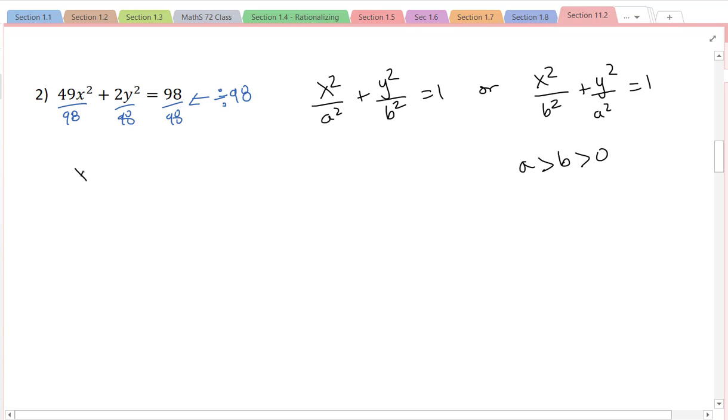So I'm going to have x squared over 49, since 98 and 49 reduces to 2, plus y squared over 2, and 98 reduces to 49 on the bottom, equals 1. And now it looks more like one of these. So which one? The larger one is under the y, so this is going to have a vertical major axis.